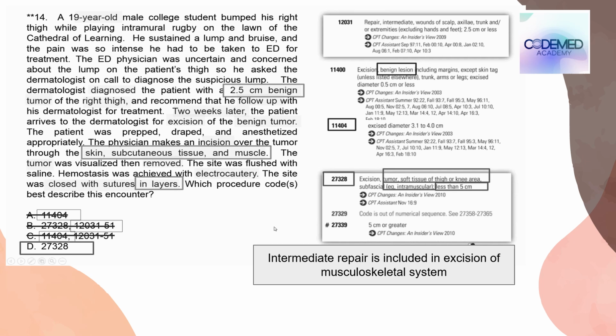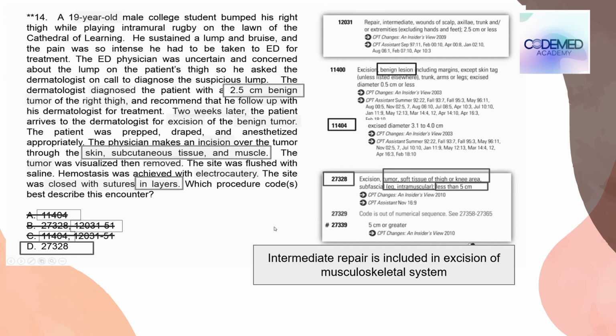And remember, the site was flushed with saline, hemostasis was achieved with the electrocautery, the site was closed with suture in layers, that means the intermediate repair has happened, but we have the guideline that intermediate repair is included in the excision of the musculoskeletal system. So we cannot code the 27328 and 12031. So that's not the correct answer. So we'll eliminate the answer B, we eliminate the answer C because this is the integumentary system and our tumor has gone till the muscle.